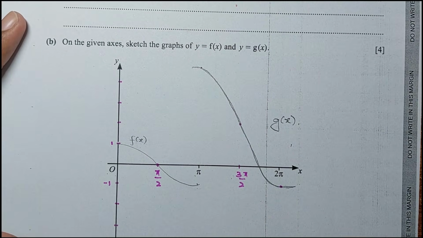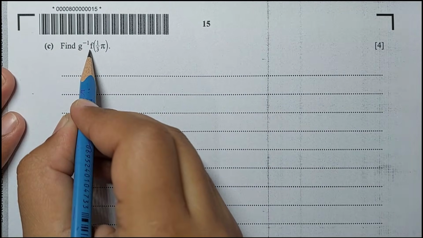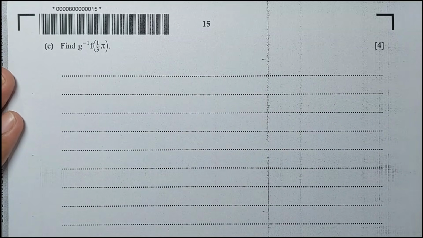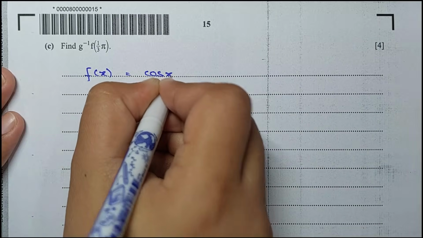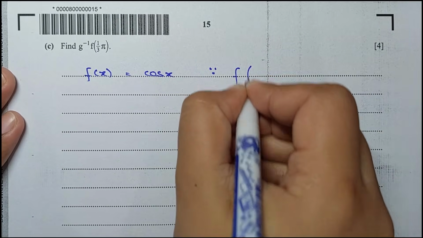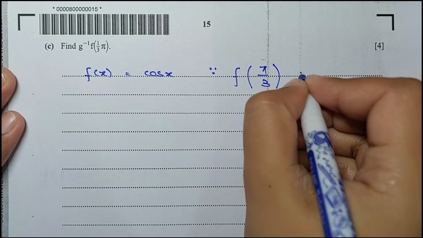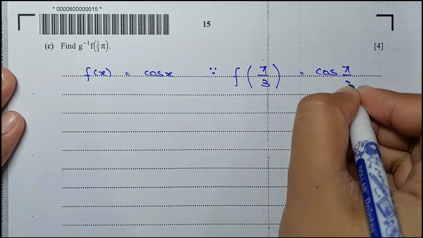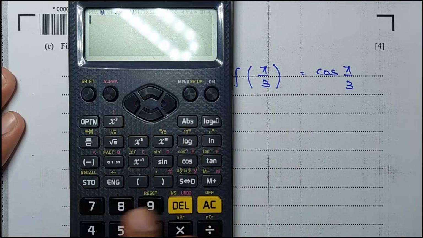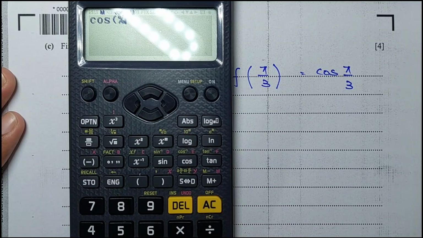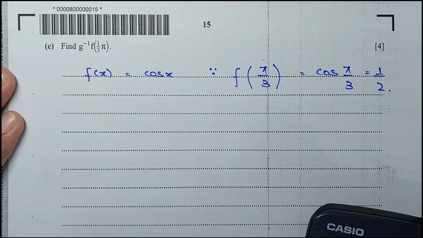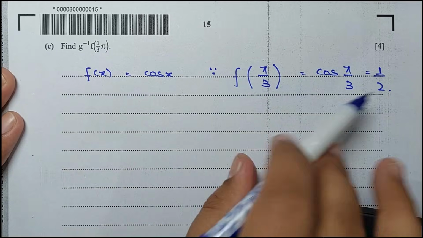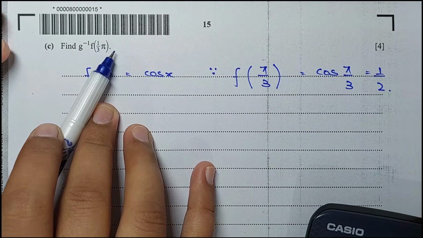Okay. Now for part C, find g inverse f of pi by 3. Okay, so what is f of x? F of x is cos x. And now what is f of pi by 3? That is cos pi by 3. Cos of pi by 3 is 1 by 2. Okay, so f of pi by 3 is 1 by 2. G inverse of 1 by 2 we need to figure out.